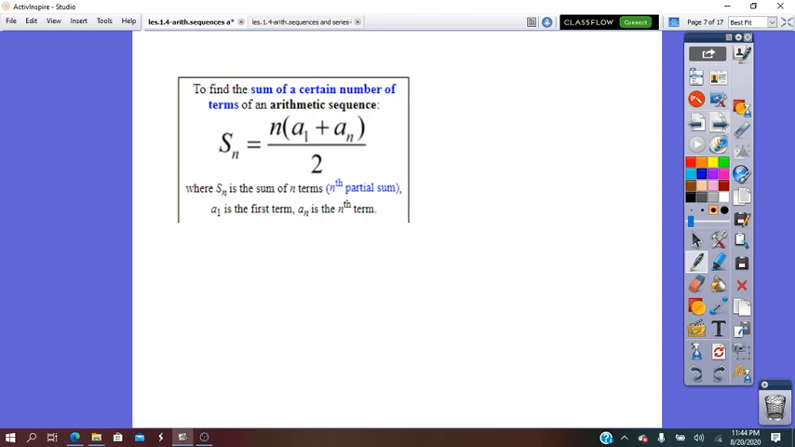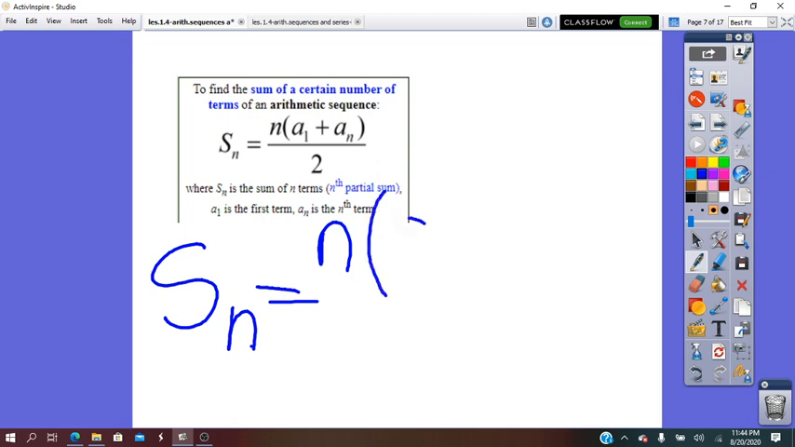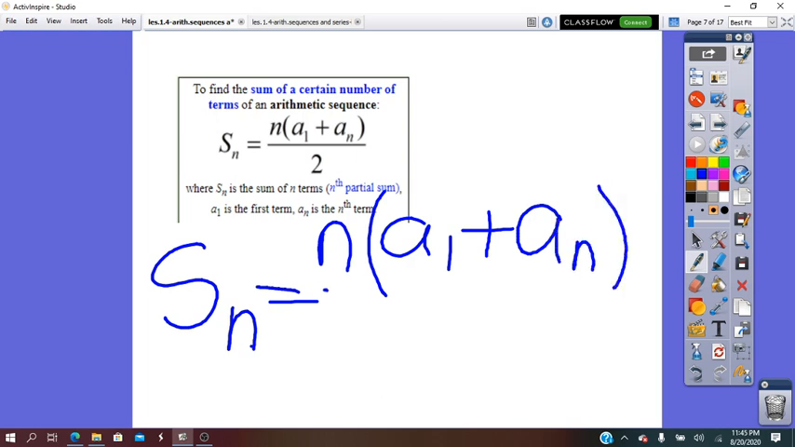Easier than adding the terms, to find the sum of the nth terms, we do n, where n represents the number of terms, times the first term plus the last term in that sequence, all over 2.